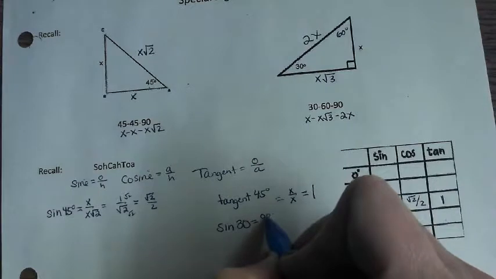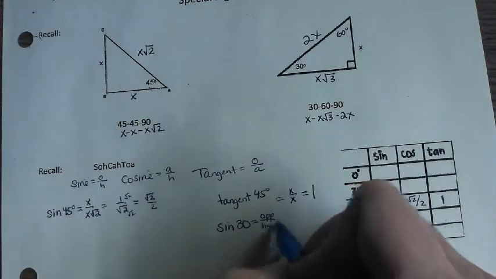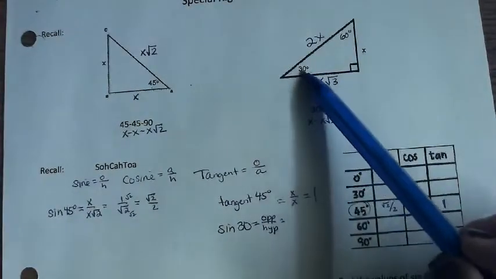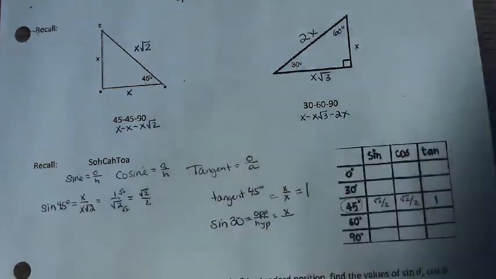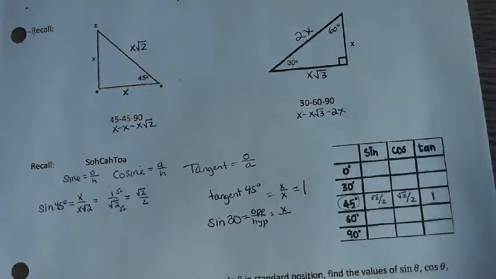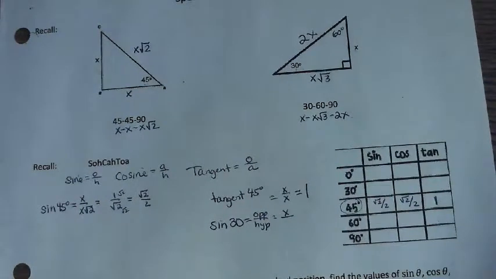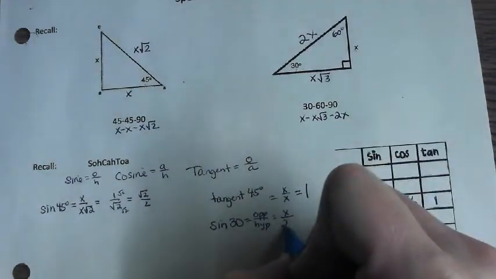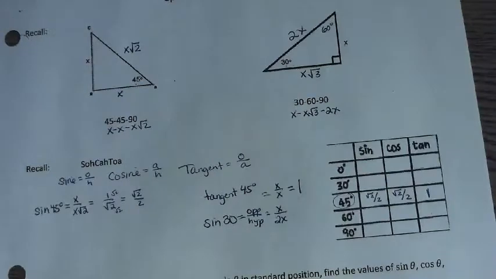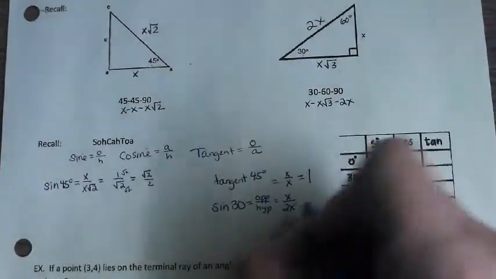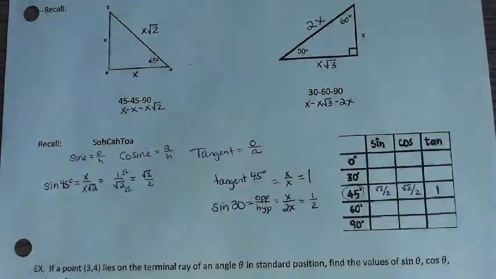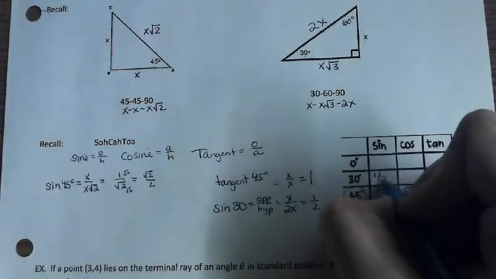No. Okay, let's do this. Opposite over hypotenuse. What is opposite the 30 degree angle? x. What is the hypotenuse? Nope. Look at the picture. What is the hypotenuse labeled? 2x. Follow that? Does that make sense? So that your x's cancel and you're left with 1/2. The sine of 30 degrees, no matter how big the triangle, will always be 1/2.